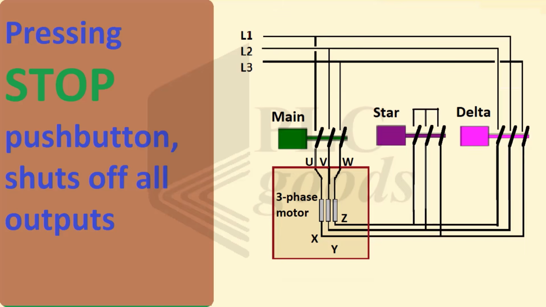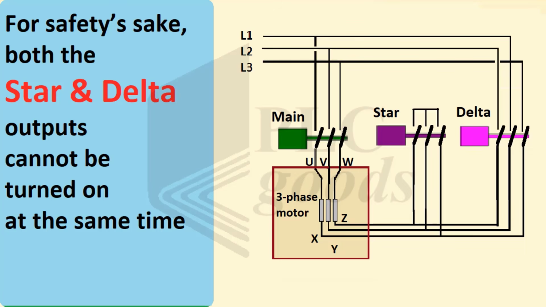Pressing a stop push button shuts off all the outputs. If the stop push button is depressed during the 6-second period, all three outputs must be deactivated simultaneously. For safety's sake, both the star and delta outputs cannot be turned on at the same time.